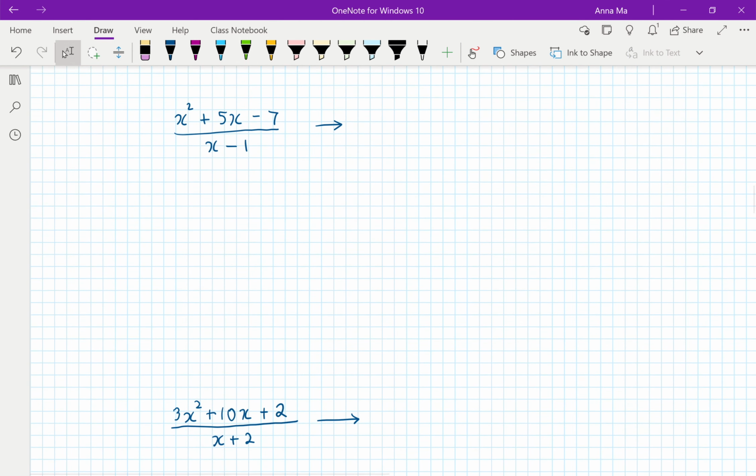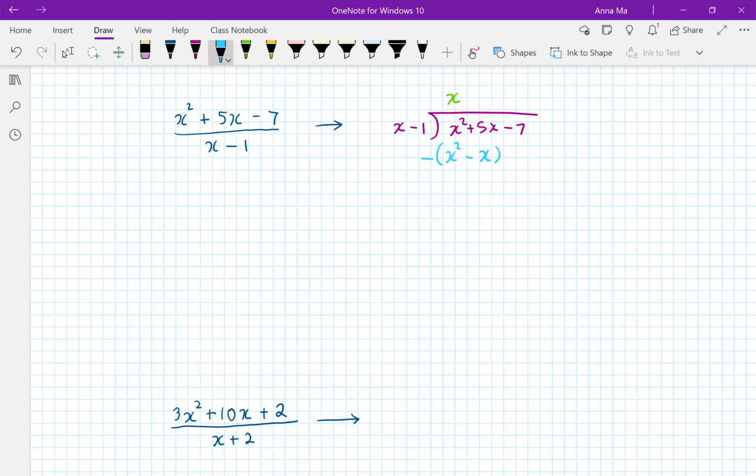For this one, we do the same thing. Choo-choo train, dividend, divisor. Match the term again. X times x will give me x squared. I'm going to have to multiply it by both x and negative 1. So I get x squared minus x.